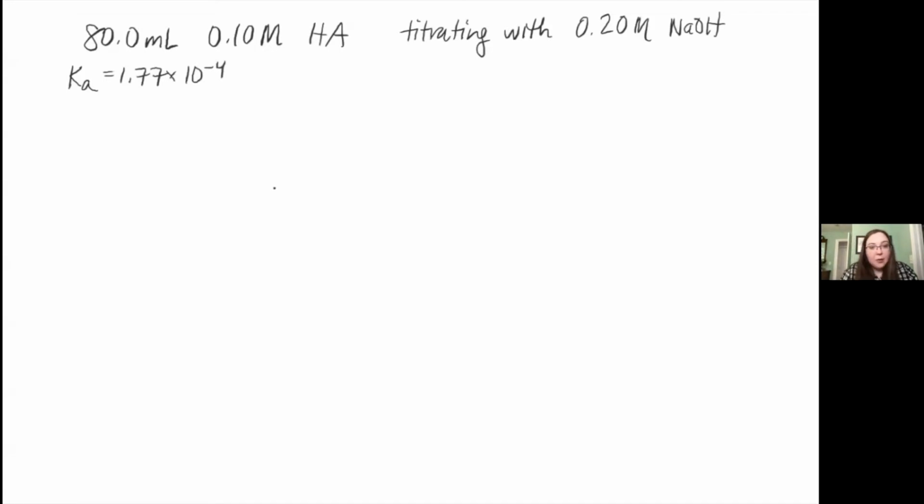Okay, now there are 6 parts to this question. The first part is not actually necessary, but we're going to do it because it helps us orient ourselves for the rest of the question. And that is, what volume of NaOH is needed to get to the equivalence point?